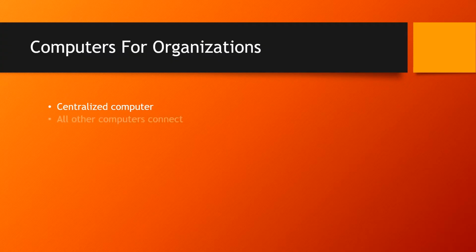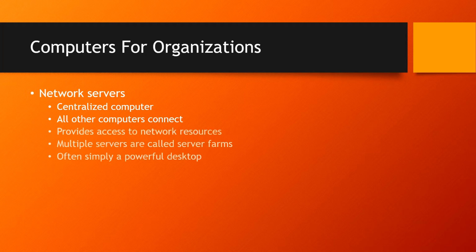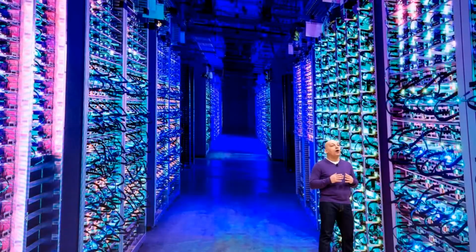Computers for organizations: there are centralized computers to which all other computers connect. These are called network servers. They provide access to all networks, and multiple servers are called server farms, often simply a powerful desktop. This is an example of a server farm wherein you have a lot of computers connected to each other, talking to each other, and there could be a single terminal connecting and accessing all of them at the same time.